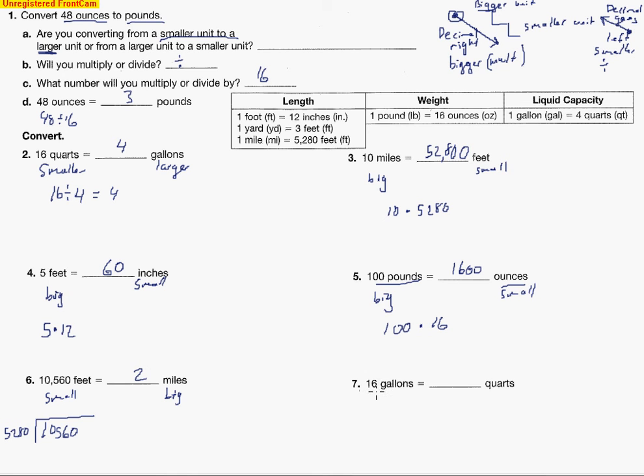So here I'm going from gallons to quarts. Gallons is the big unit, and quarts is the smaller unit. So whenever you go big to small, you end up multiplying. So we have 16 times by 4. And so in this case, I have 64 quarts in 16 gallons. So that's what you're doing on this lesson. Good luck.